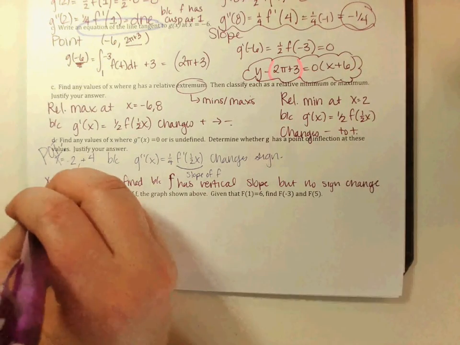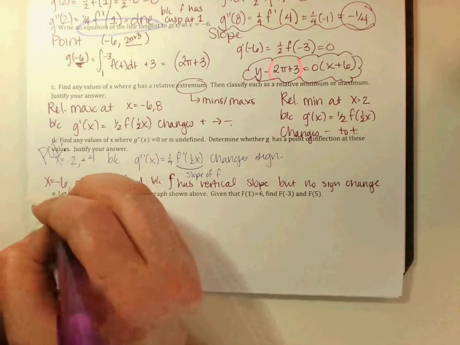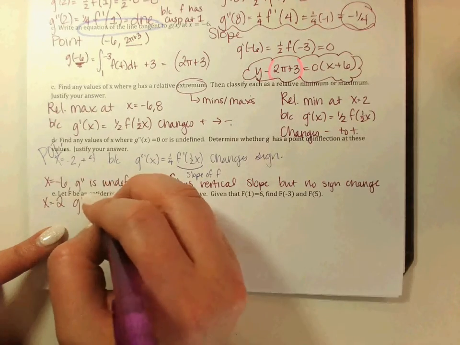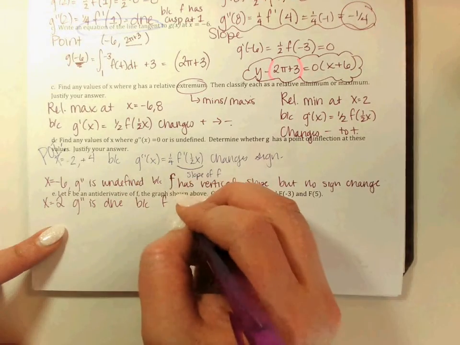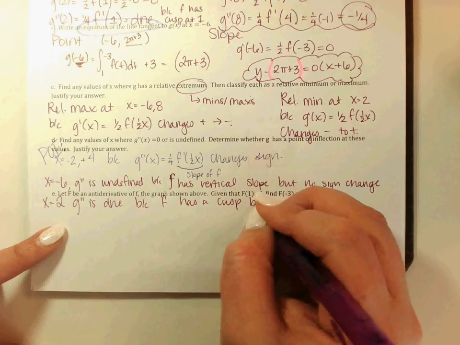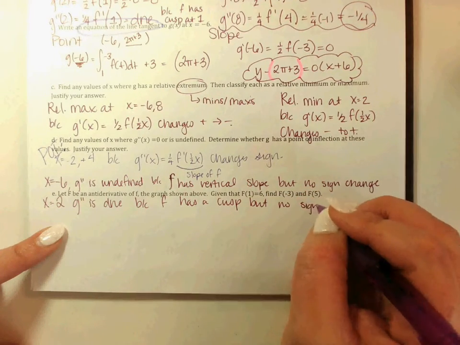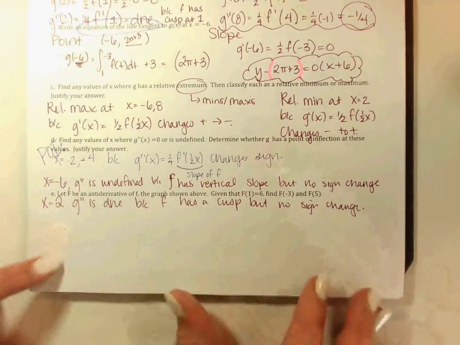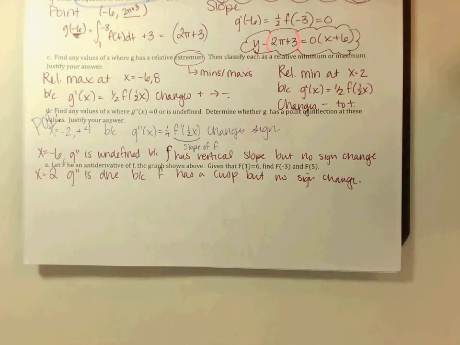And then the other one we said would come at 1, which means we're going to list 2. G double prime is DNE because F has a cusp, but no sign change. So I'm basically acknowledging that both of these places, the second derivative also doesn't exist, but because there was not a slope change at those points, they don't count as POIs. Now, if it didn't say find any values, I wouldn't have had to do this. But since it says to find all of them and then determine if they're POIs, that's why we had to do it there. Okay, last part, part E.